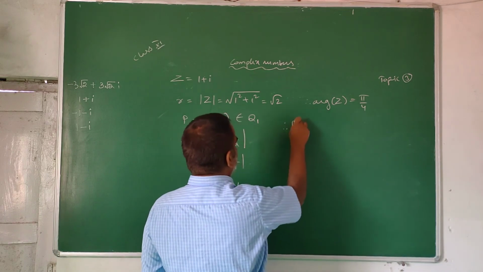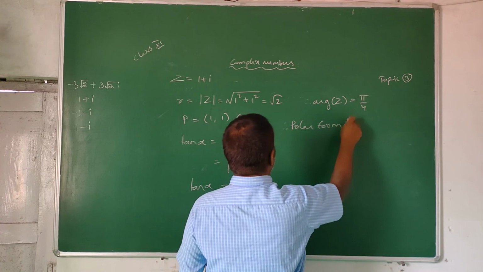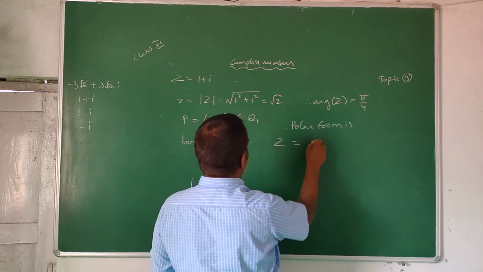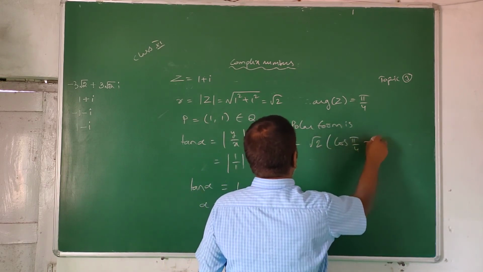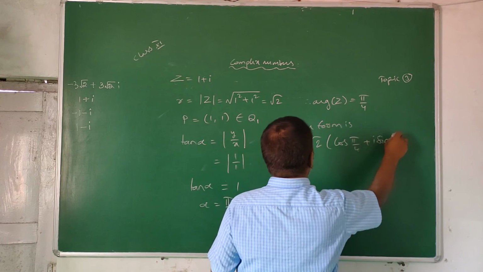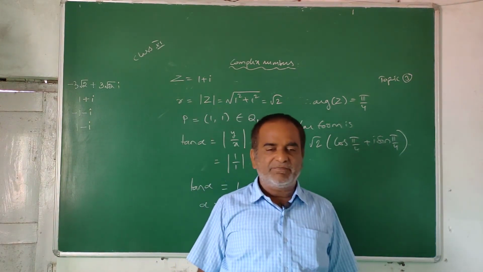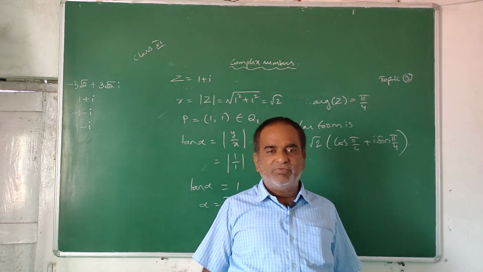Therefore, the polar form is z is equal to r into, r, how much did you get? Root 2. Root 2 into cos pi by 4 plus i sin pi by 4. Did you understand? So this is the way of expressing a complex number from standard form to polar form.